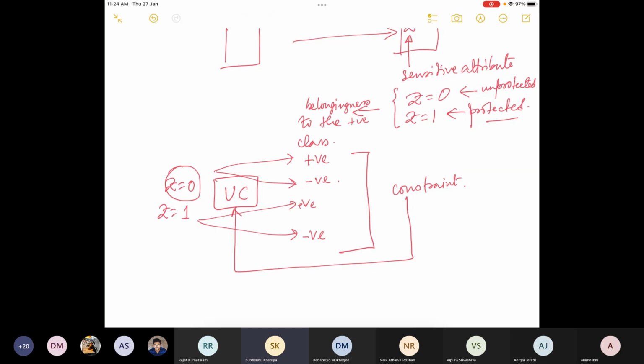I think the protected one. Think carefully. I want to spend some time on this. Others also think. These kinds of thought processes are what this course is mostly about. See, what is this constraint trying to do? Some sort of rebalancing of the positives and the negatives.